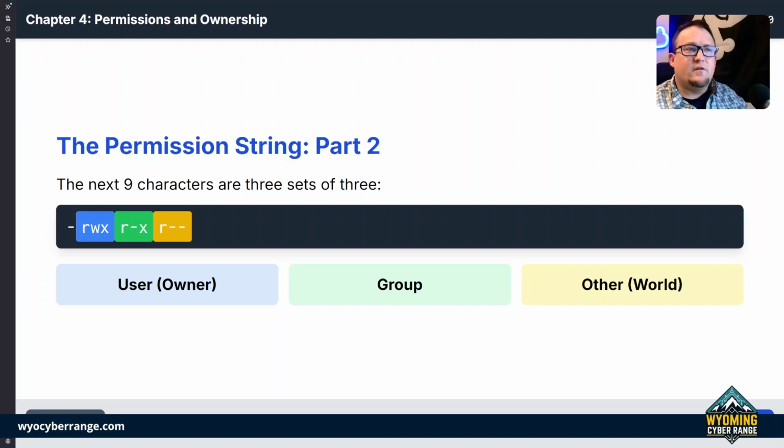So if we decipher the second half of this, the other 9 characters, we can split it out into 3 character groups. The first 3 characters is always the user, the owner of this file. The second 3 is the group. And then if you're not one of those, what about everyone else? Anyone else on the system, what access do they have?